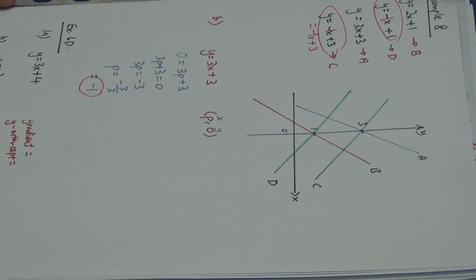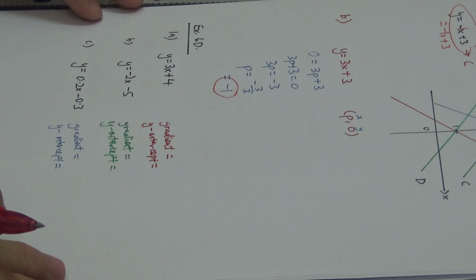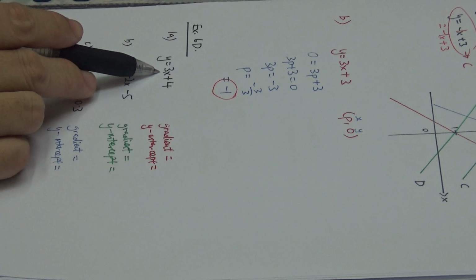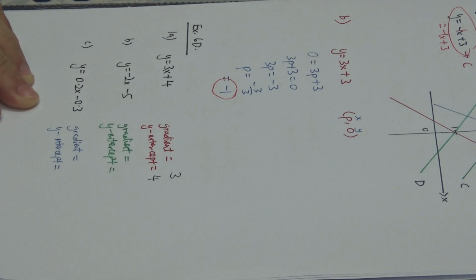So can you check your answers with the foolscap paper? Okay, let me go through exercise 6D question 1 first. Write down the gradient and the y-intercept of each of the following straight lines. For this, it's very simple. The gradient is 3 and the y-intercept is 4.